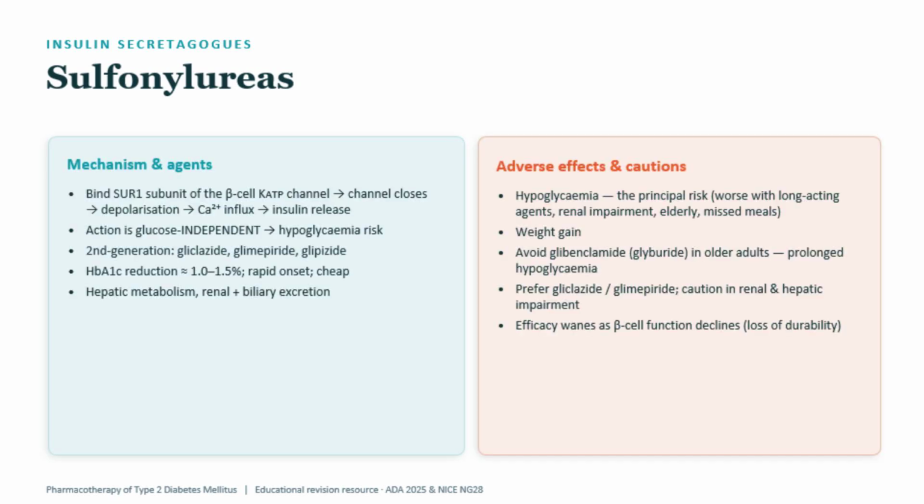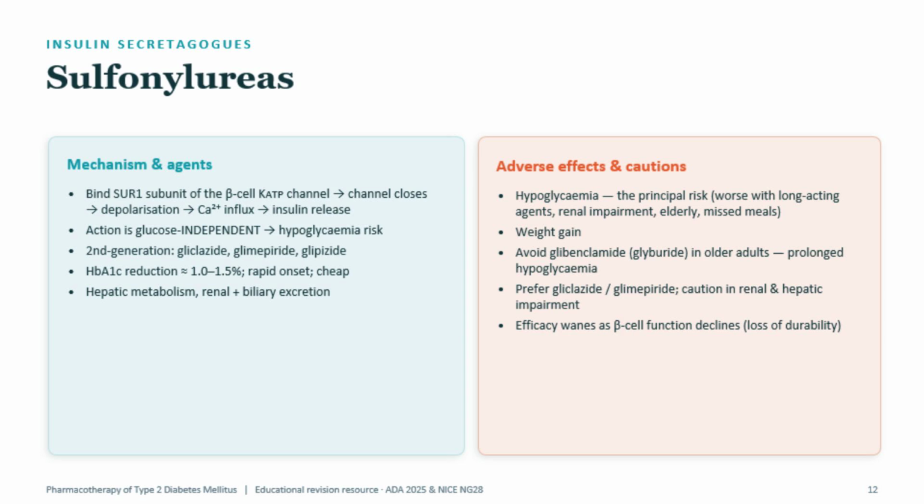Sulfonylureas. They bind the SUR1 receptor on the beta cell, slam the potassium channel shut, and force insulin out. And here's the key word: glucose independent. They push insulin whether the sugar is high or not, and that is exactly why they cause hypoglycemia. Solid efficacy, around 1 to 1.5%, rapid and cheap. The trade-offs are hypos and weight gain.